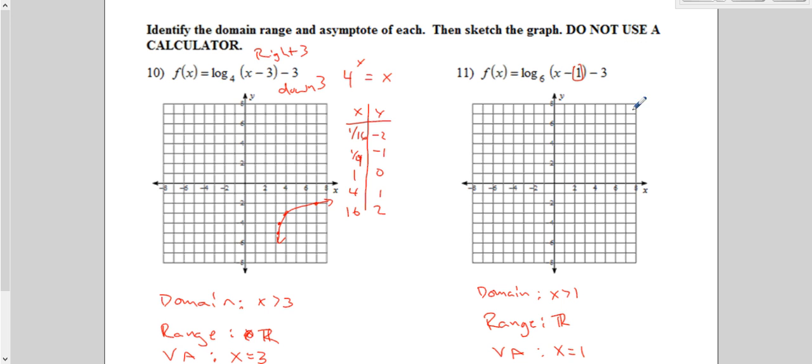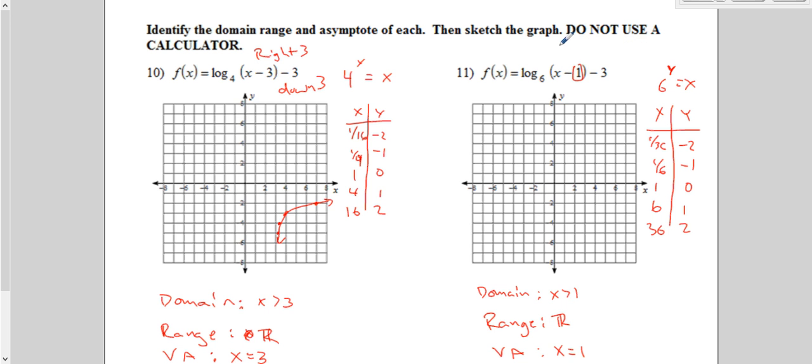So now I'm going to do 6 to the y equals x because 6 was my base value. I will make my xy table. I will plug in -2, -1, 0, 1, and 2 for my y. 6 to the second is 36. 6 to the first is 6. 6 to the 0 is 1. 6 to the -1 is the reciprocal of 6, so 1 over 6. And -2 will be the reciprocal of 36, so 1 over 36.